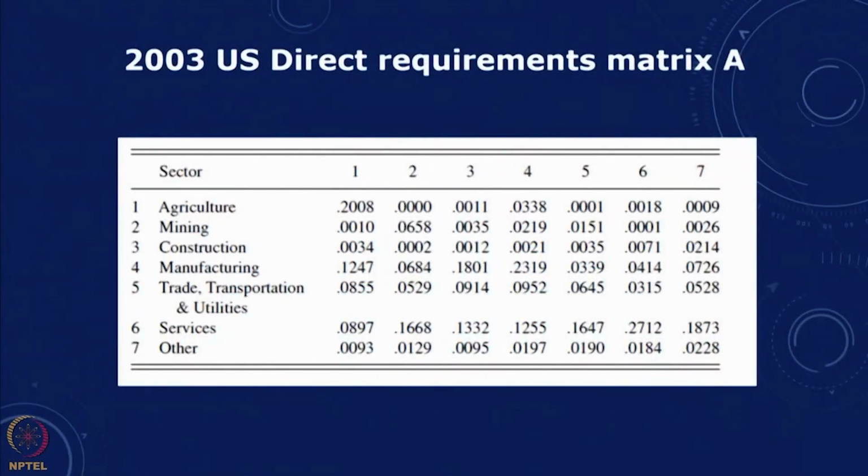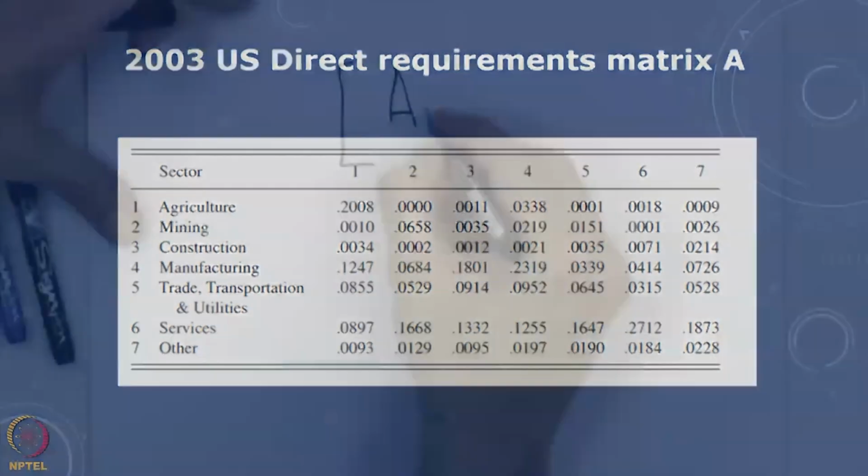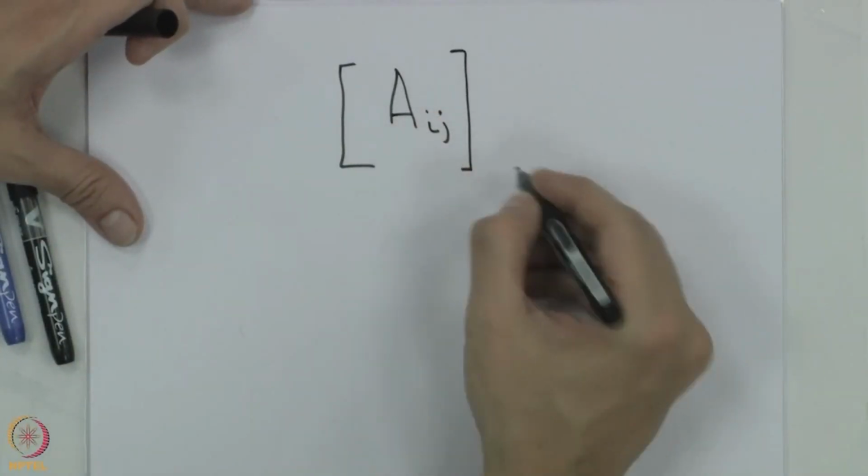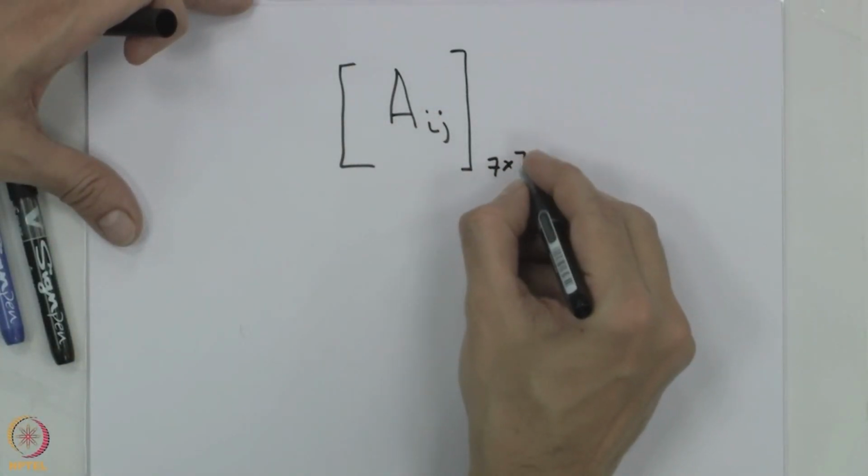Now to take this forward, just to illustrate this, from the book by Miller and Blair on input-output analysis, I'd like to just show you some examples of aggregate input-output tables for a country and what they mean. So this is the US, this is the A matrix which we talked about. This is a_ij for the US, and this is a 7 sector, 7 by 7 matrix.